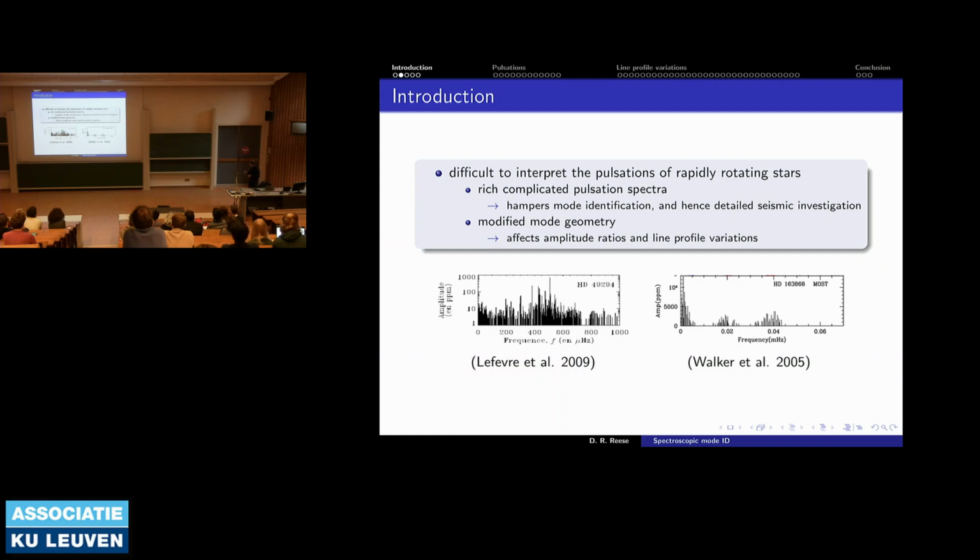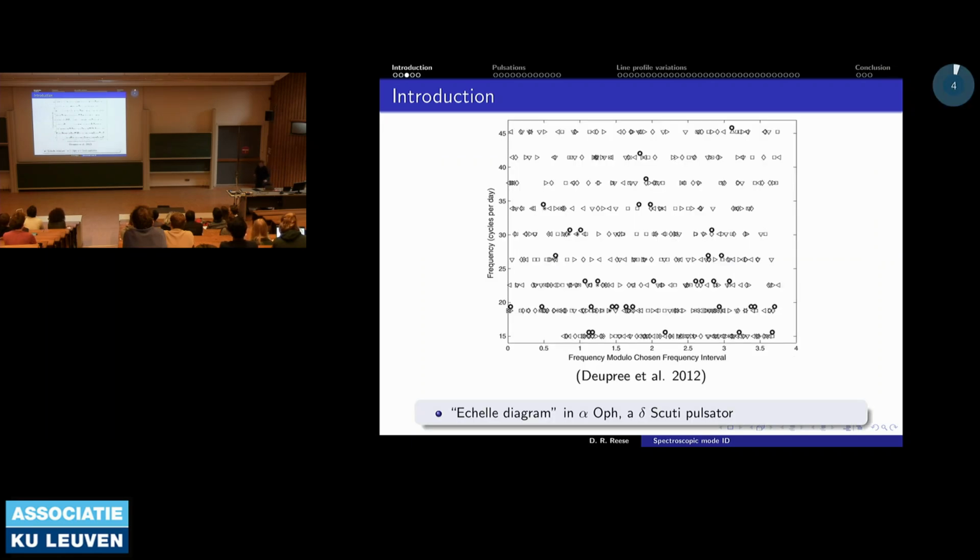Okay. And here's a couple of plots which show pulsation spectra in two different rapidly rotating stars. And you can see that it's a mess. The left one, if I remember right, is a Delta Scuti star, and this is, I think, a more massive star, probably a slowly pulsating B star or something like that.